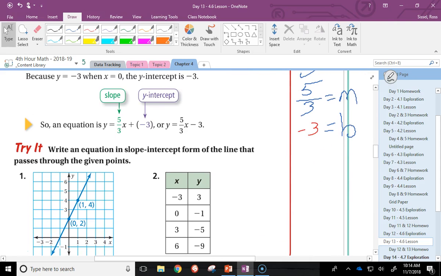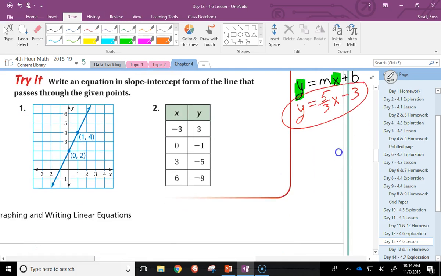We know those two. So slope is 5/3, y-intercept is negative 3. Now we have to write our equation. Y equals mx plus b. Remember? This and this stays the same. So I would say y equals, what was my slope? 5/3 x. What was my y-intercept? Minus 3. And that's all we have to do.